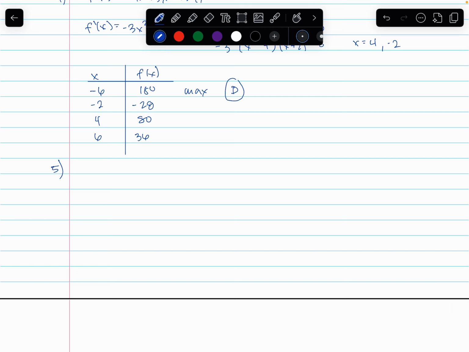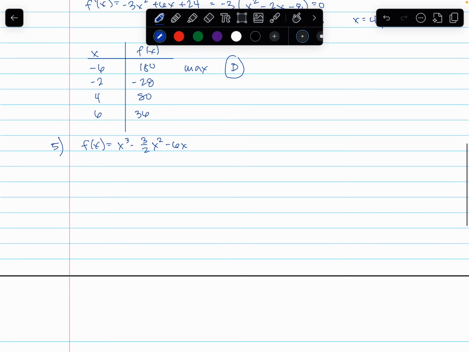All right, for the fifth question, let f be the function defined. So we got f of x is equal to x to the third minus 3/2 x squared minus 6x. What is the absolute maximum value of f on the interval from -2 to 3? So let's find f prime, which is going to be 3x squared minus 3x minus 6. I can factor out a 3. I'll get x squared minus x minus 2. I'll get x minus 2 and x plus 1. So I have x equals 2 and -1.